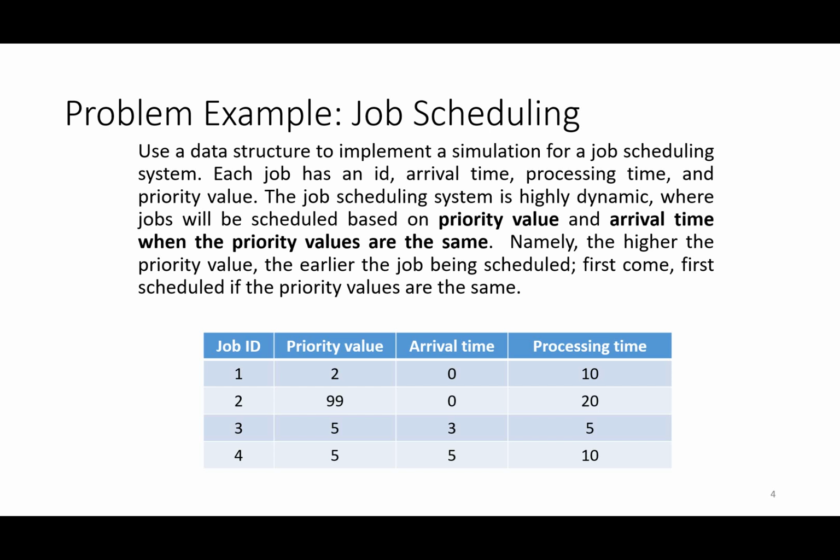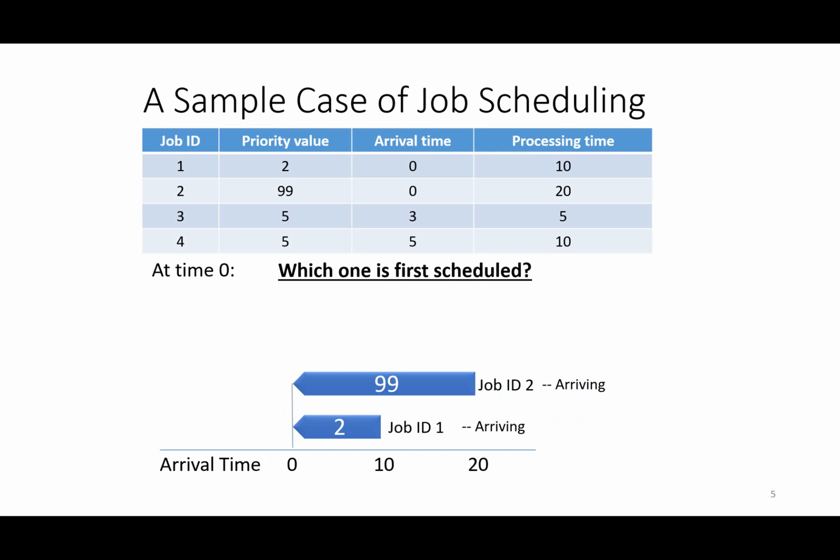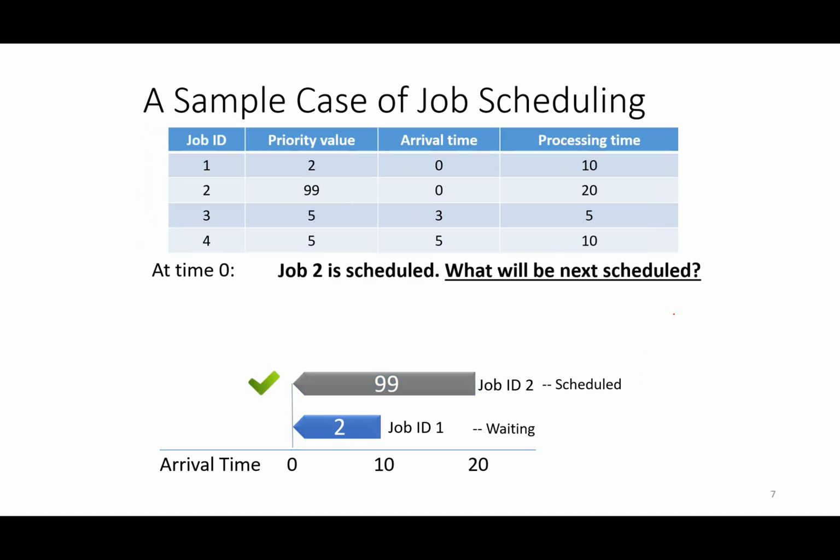The example we give here is one table that includes 4 jobs. They may come at a different time, and they may have different processing time and priority value. And then the first question: which one will be scheduled first? We see in the beginning, at time 0, we have 2 jobs come: job 1 and job 2. Both come at arrival time 0. Job 2 has the highest priority, 99. Job 1 has priority 2. So in this case, we are sure that job 2 will be scheduled first, right? That's true.